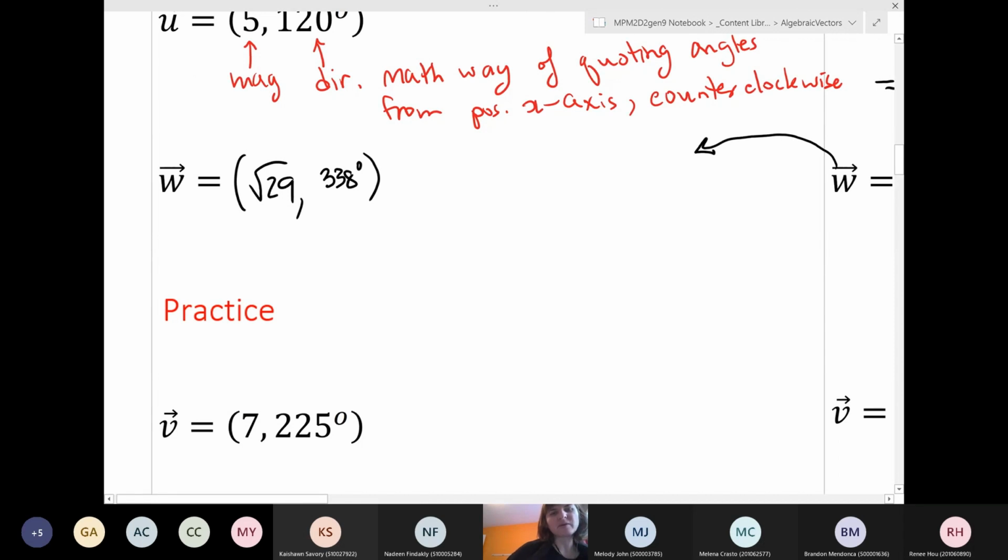So this format where you have a magnitude and direction, it was kind of like our geometric version, where we had magnitude and then direction.